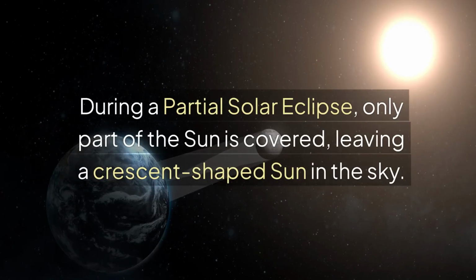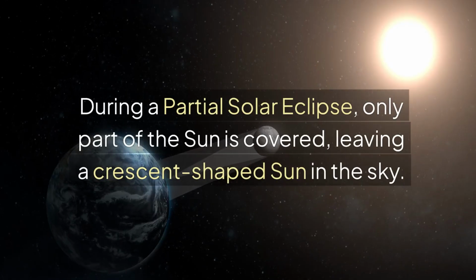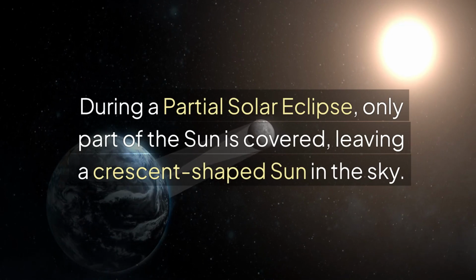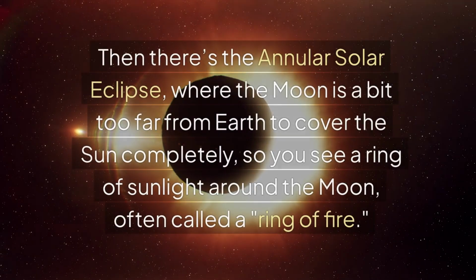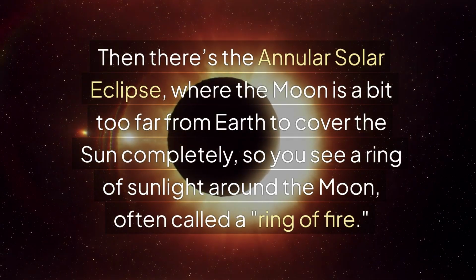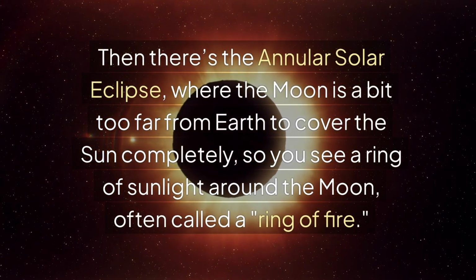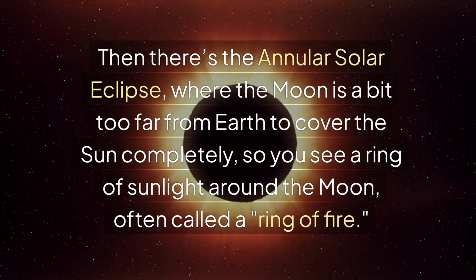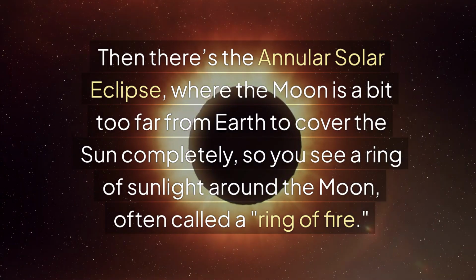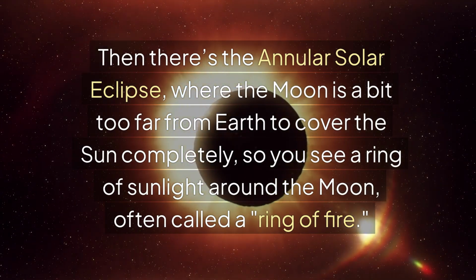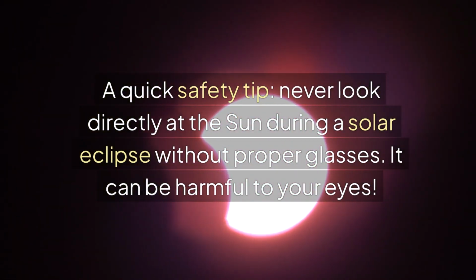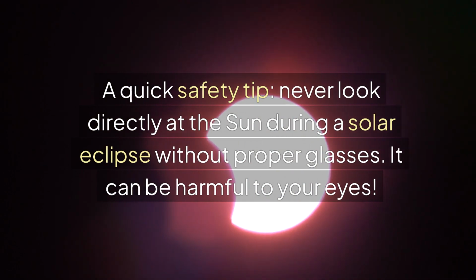During a partial solar eclipse, only part of the sun is covered, leaving a crescent-shaped sun in the sky. Then there's the annular solar eclipse, where the moon is a bit too far from Earth to cover the sun completely, so you see a ring of sunlight around the moon, often called a ring of fire. A quick safety tip: never look directly at the sun during a solar eclipse without proper glasses. It can be harmful to your eyes.